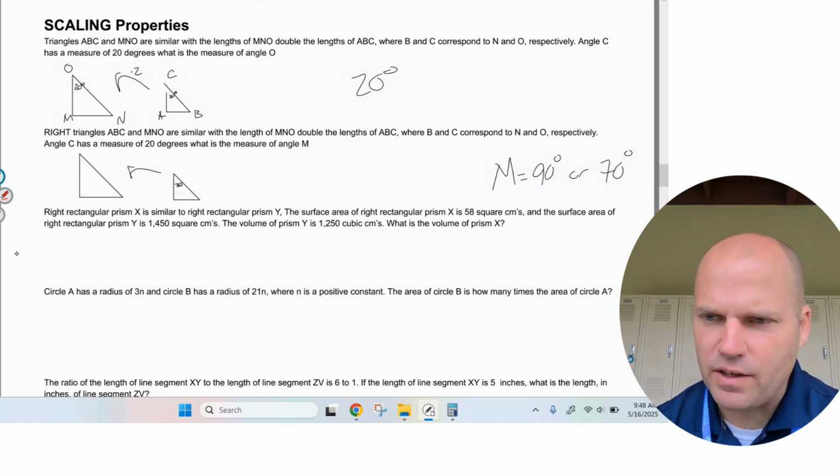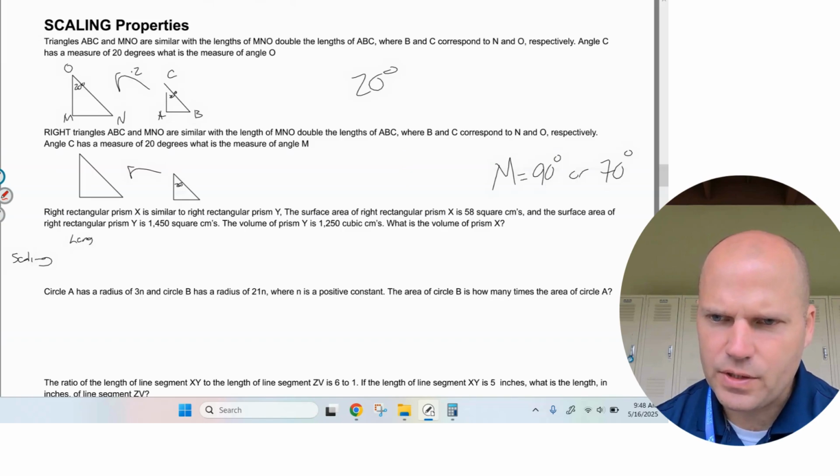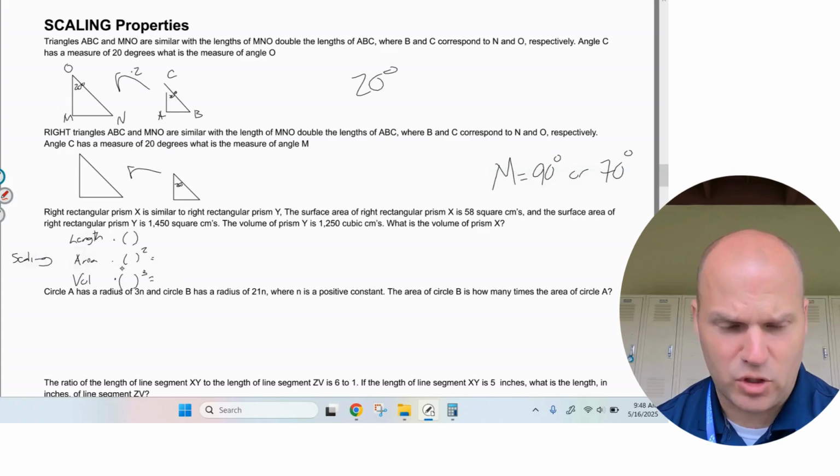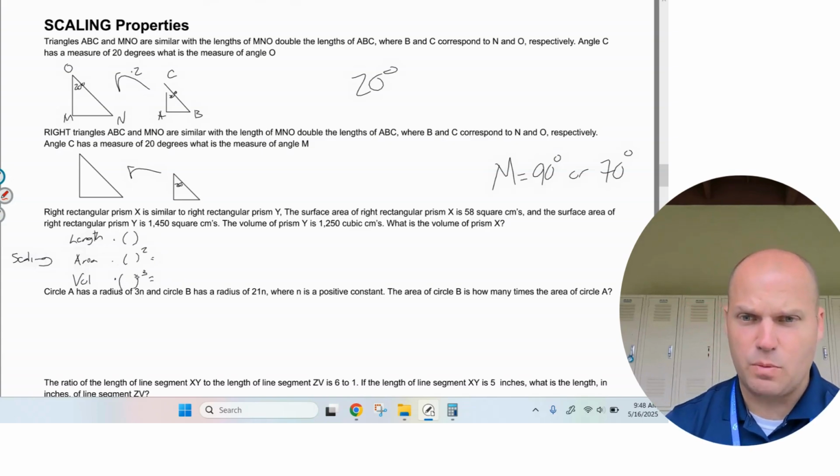All right, remember with scaling that your lengths times a number, your areas would be times the number squared, and the volumes would be times that same number cubed. If you know what this is, you might have to square root it to find the length factor, or cube root it.